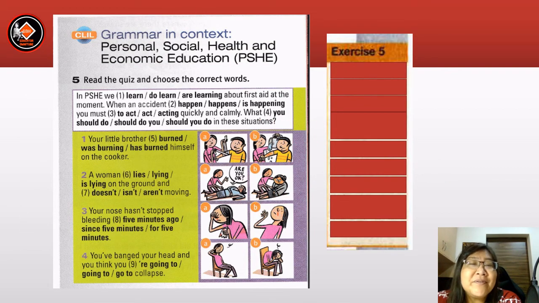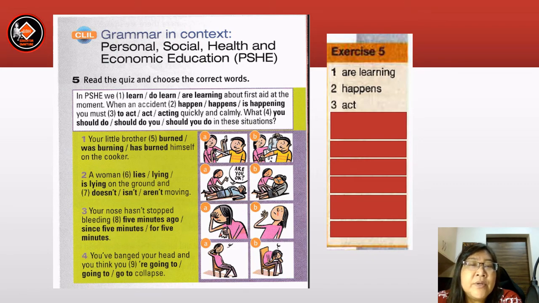Dear students, now let's do grammar in context. Personal, social, health, and economic education. So PSHE. Read the quiz and choose the correct words. In PSHE, we learn or are learning about first aid at the moment. So the answer is we are learning about first aid at the moment. When an accident happens or is happening. So the answer is when an accident happens, you must act or acting. So you must act quickly and calmly.